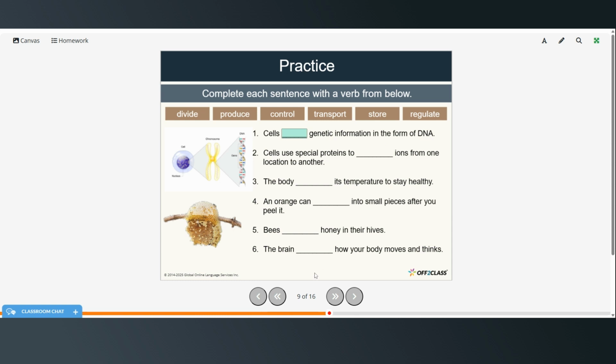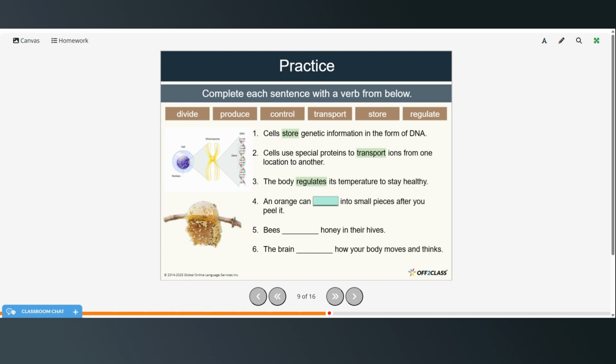Okay, here are a few more. Again, you can pause the video, try these on your own, and then restart to check your answers. Okay, so cells store genetic information in the form of DNA. Cells use special proteins to transport ions from one location to another. The body regulates its temperature to stay healthy.